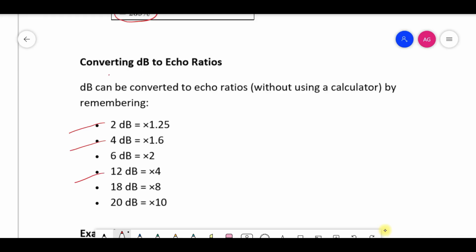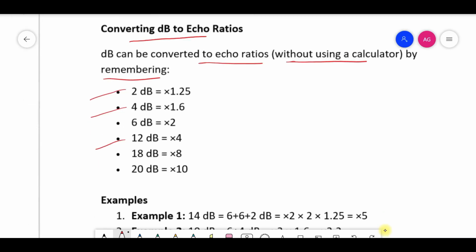So see, converting dB to echo ratio. dB can be converted to echo ratio without using a calculator by remembering. So you don't have to use the calculator. You have to do it just by remembering. If you increase it by 2 dB, the height of the echo will become 1.25 times. Okay, if you increase it by 4 dB, it will become 1.6 times. If you increase it by 6 dB, it will become 2 times. It will become double. If you increase it by 12 dB, it will become 4 times, like 20% will become 80%.